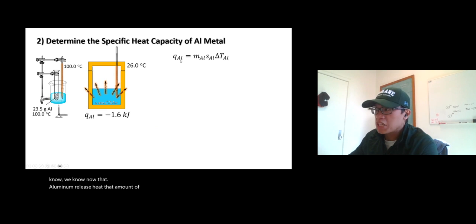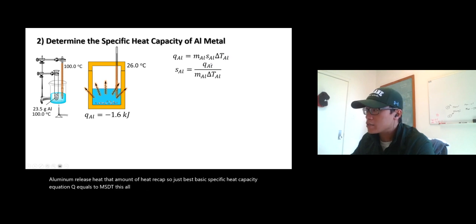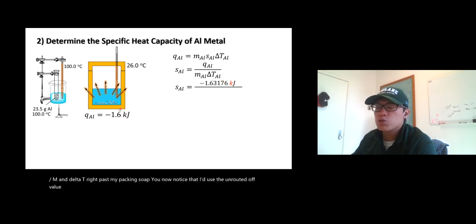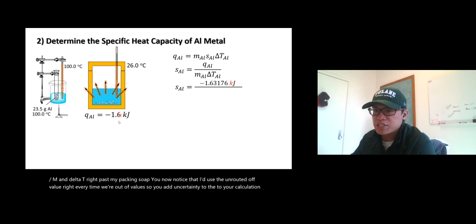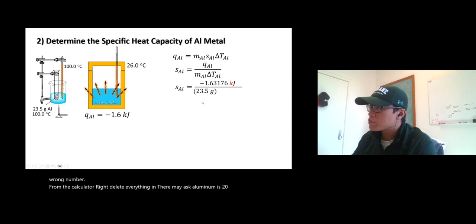So just the basic specific heat capacity equation, Q equals m s delta T, this is all aluminum. Rearrange the equation, so s equals Q over m delta T. Plug in Q. Now, notice that I use the unrounded value. Every time you round off a value, you add uncertainty to your calculation, so I'm going to use the raw number from the calculator and leave everything in there. Mass of aluminum is 23.5 grams.